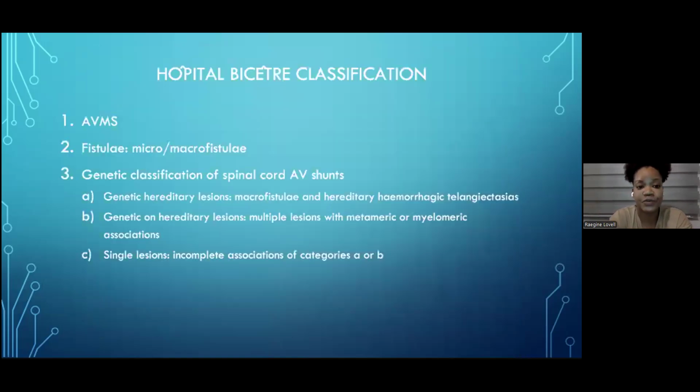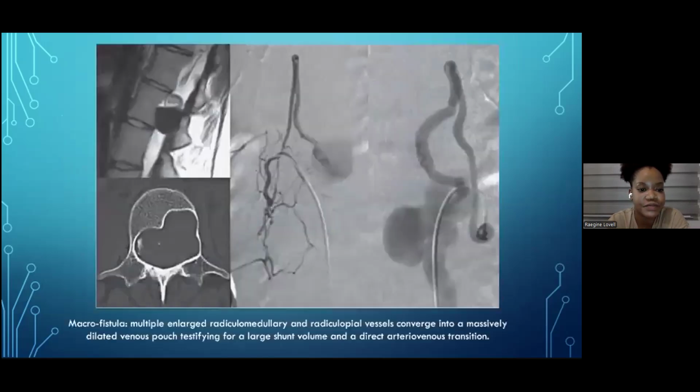Next classification is the Hôpital Bicêtre classification, and it's grouped into 3. 1, AVMs. 2, fistulae, so it could be micro or macrofistulae. And 3 comprises the genetic classification of spinal cord AV shunts, 1 being genetic hereditary lesions, so macrofistulae and hereditary hemorrhagic telangiectasias. B, genetic or hereditary lesions, so multiple lesions with metameric or myelomeric associations. And then C, single lesions, which could be incomplete associations of categories A or B.